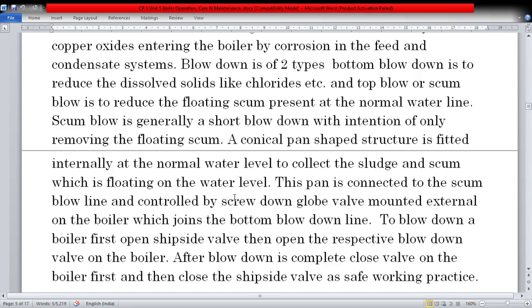Okay, now what we see floating in the pan is connected to the scum blow line and controlled by a screw down globe valve mounted externally on the boiler, which joins the bottom blow down line. To blow down a boiler, first open the shipside valve, then open the respective blow down valve on the boiler.